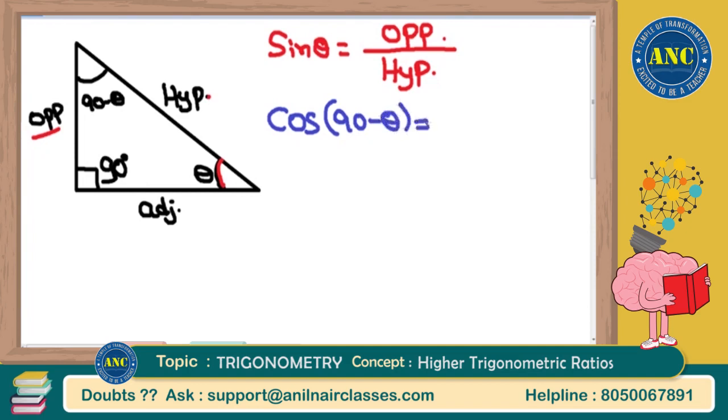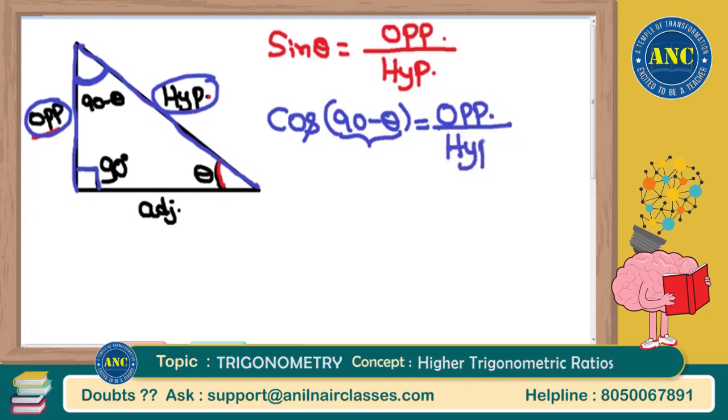If I apply cos of 90 minus theta, what is the cos theta definition? Cos theta is adjacent side by hypotenuse. That means I should keep this angle as my reference right now, because the angle given here is 90 minus theta. What is the side adjacent to 90 minus theta? The side adjacent to 90 minus theta is named as opposite. Write that down, divided by hypotenuse. For this also it will be the same, because hypotenuse is the side opposite to 90 degrees. The same hypotenuse is there for this also.